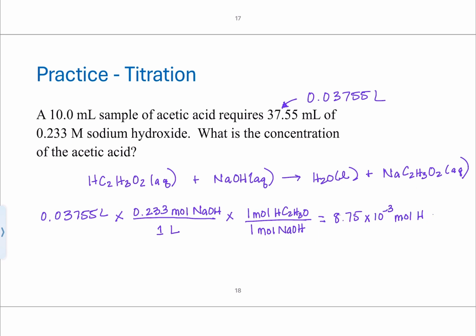So if we plug all of this information into our calculator, what you should get is 8.75 times 10 to the negative third moles of acetic acid.